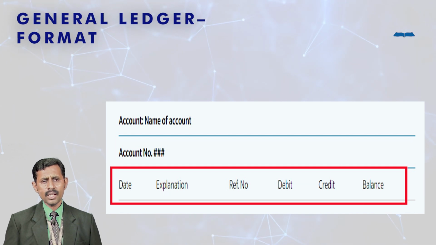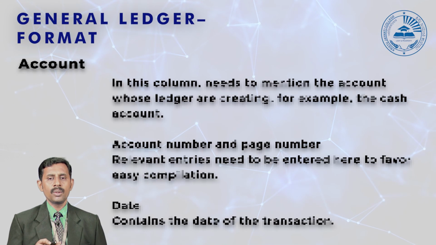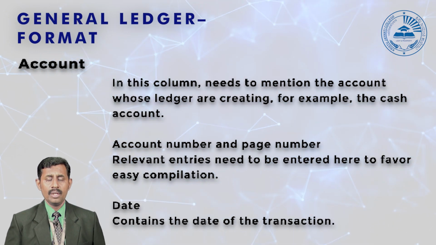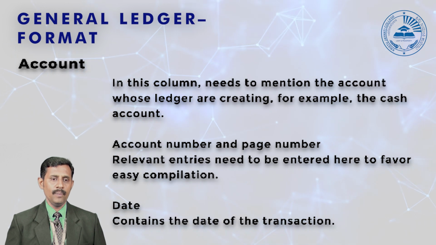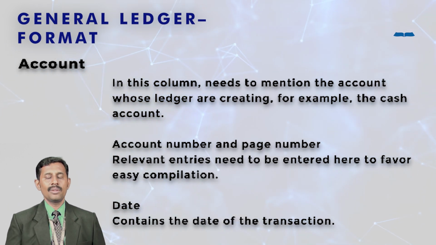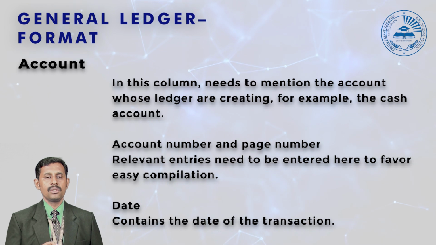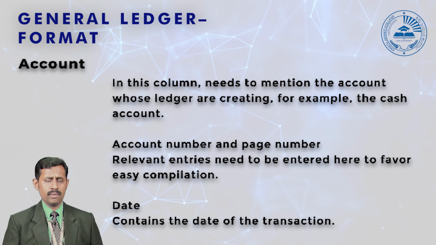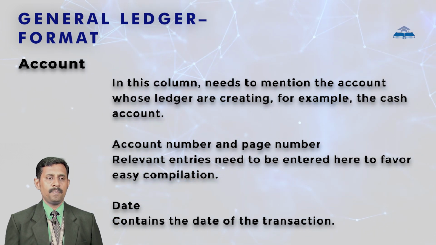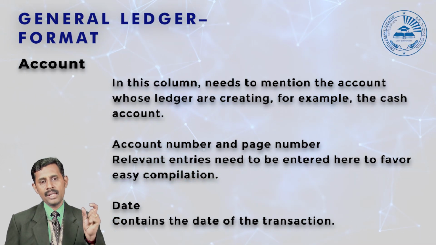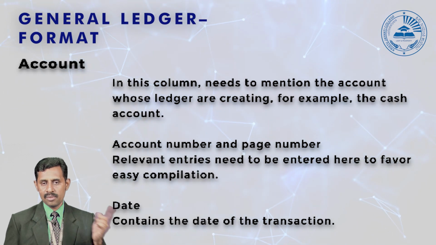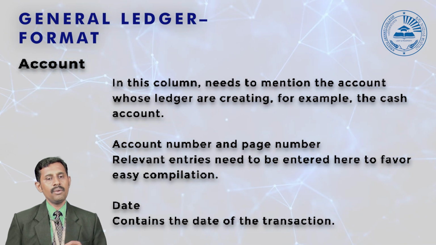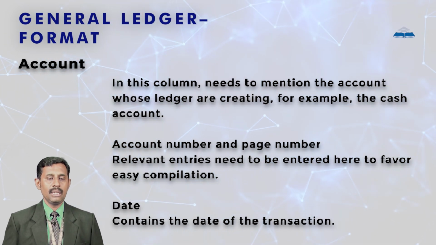All right. In the account column, it mentions the account type. For example, here I mentioned cash account, sales account, purchase account, likewise. Then account number and page number. For example, S001, S003, S004. S means sales. For purchase, P. So when they look at the account number, they can easily identify. S means it comes under sales, P means it comes under purchase. Likewise. Relevant entries need to be entered here for easy completion.